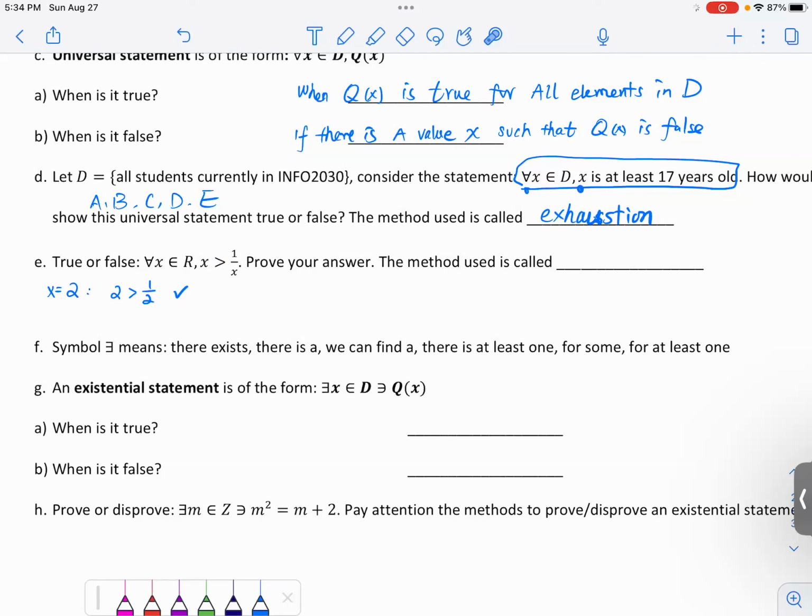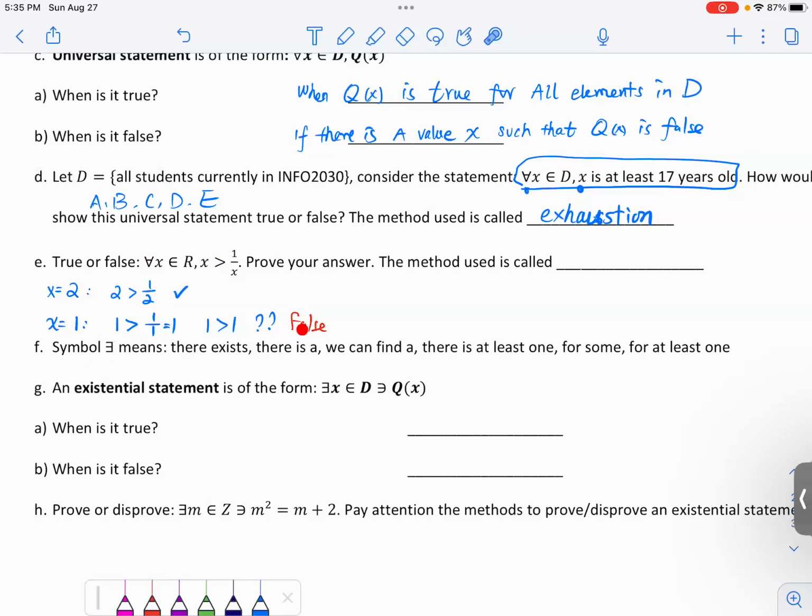Now, actually, if you try a few more, say, let's check x equals 1. Is 1 greater than 1 over 1, because x is 1? 1 over 1 is 1. Is this true? Is 1 greater than 1? This is false because 1 is equal to 1. 1 is not greater than 1. So in this case, is this statement true? It's not true for all x in R that x is greater than 1 over x.